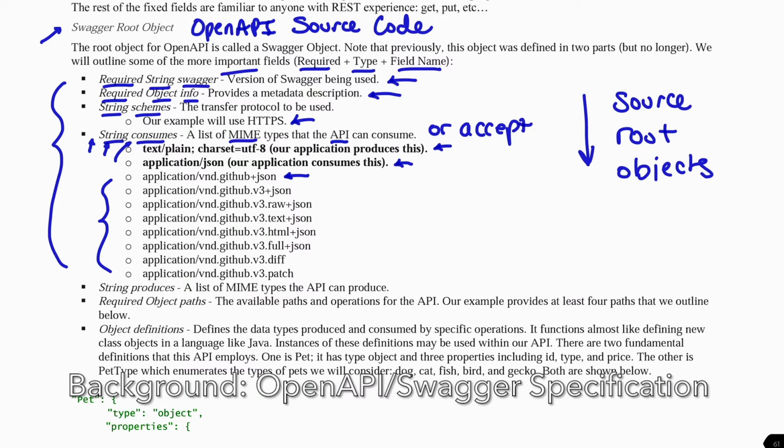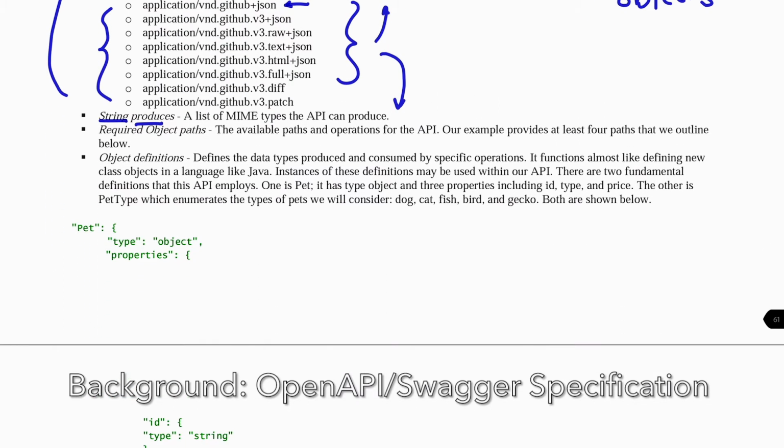Okay, then we have string produces. Again, all these types up here that fall within consumes can also be used to define the type of result that we produce. Again, the API that we're going to be building is going to return a text/plain type of object. Next, we have the required object paths.